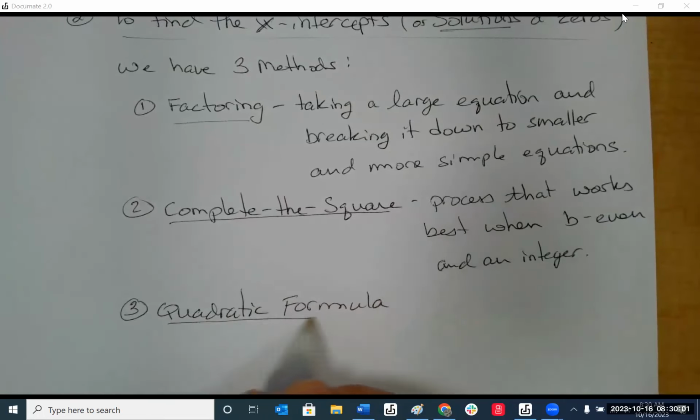This method always works, but you have lots of steps. You have to be good in basic algebra. All right, so let's begin. Let's look at factoring.